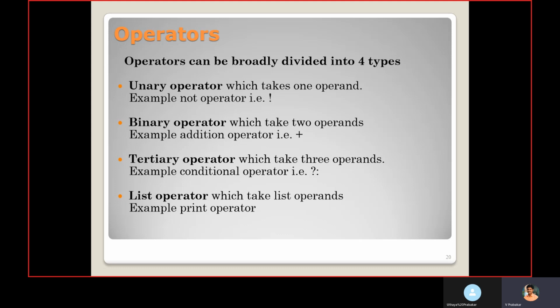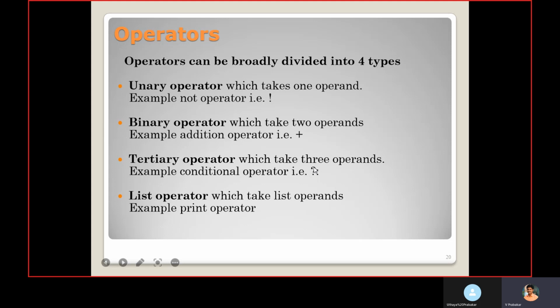Now we are going to see operators in Perl. Operators can be broadly divided into four types: unary operator, binary operator, ternary operator, and list operator. A unary operator takes one operand. Example, this not. A binary operator deals with two operands. One example is addition, a plus b, which deals with two operands. Ternary operator, this is one example for a ternary operator, the conditional operator.